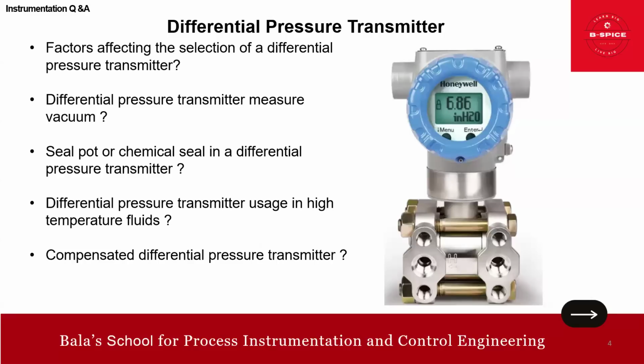Okay, then compensated differential pressure transmitter. What is this compensated differential pressure transmitter? Any guess? A compensated differential pressure transmitter is a transmitter that includes compensation for factors that can affect the measurement, such as temperature, static pressure, meaning the high pressure, or non-linearities of the sensing element. So the compensation can improve the accuracy and stability of the transmitter. So that is the point.